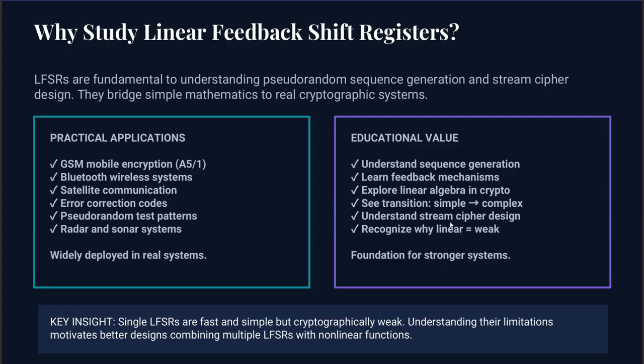Another very important point is understanding why linear architecture becomes very weak in cryptography. A single LFSR is fast and efficient, but because its behavior is linear and deterministic, an attacker can mathematically predict the future output even if only some bits are observed. This limitation motivates developers to build strong stream ciphers that combine multiple LFSRs with a non-linear operation.